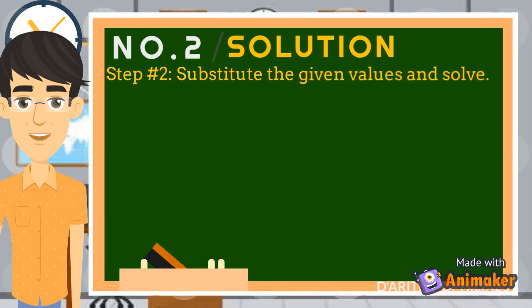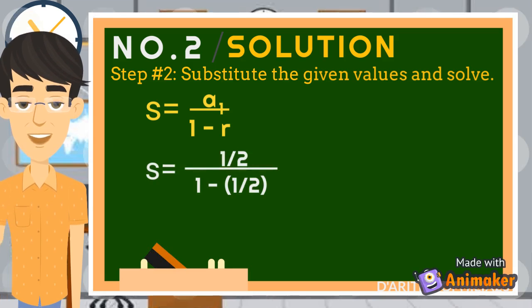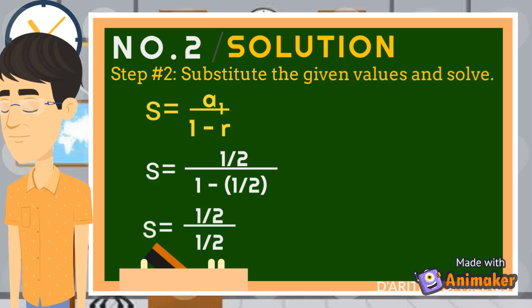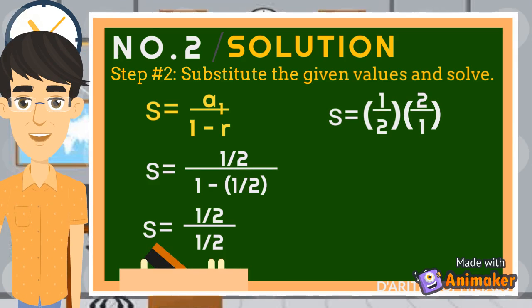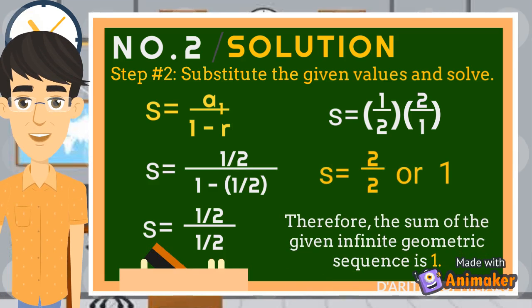Moving on to our final step, we will now substitute the given values and start solving for the sum to infinity. Using the given values, we obtain the equation, S equals 1/2 over 1 minus 1/2. Simplifying this, we get S equals 1/2 over 1/2, since 1 minus 1/2 is equal to 1/2. Next, to divide both fractions, we will again multiply the numerator by the reciprocal of the denominator. That is, S equals 1/2 times 2 over 1. Finally, this gives us the final answer of 2 over 2 or 1. Therefore, the sum of the given infinite geometric sequence is 1.